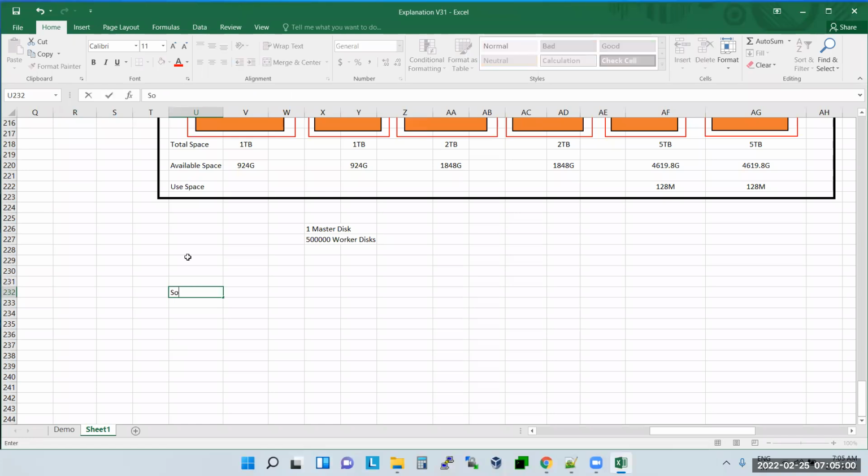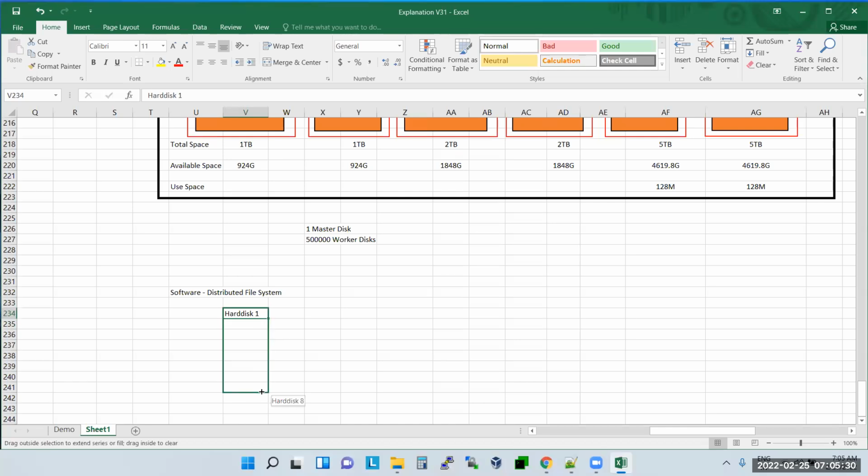It created a small software like this. This is called a distributed file system. This is the software they introduced. In this software, they have taken a set of hard disks, hard disk one and so on. Let's say they have taken 10 hard disks.